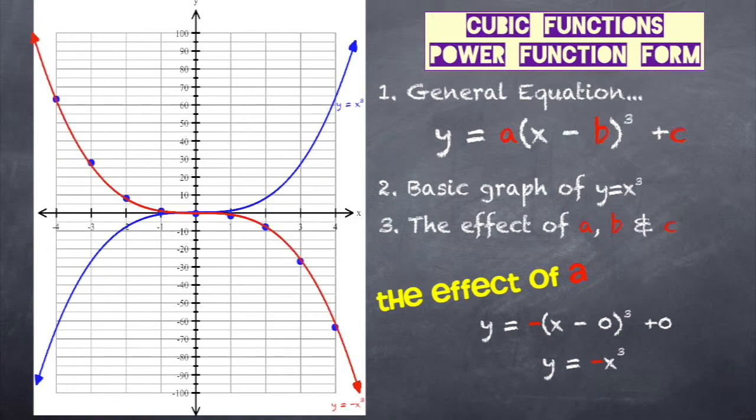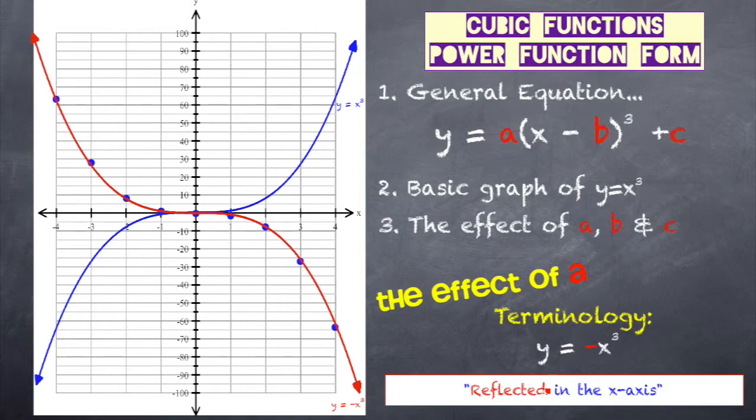So, as highlighted by the animation, you can see that the graph has essentially just been flipped upside down. That is, each y coordinate of y equals negative x cubed is the same distance from the x-axis as y equals x cubed. However, it's in the opposite direction. And we call this a reflection in the x-axis.